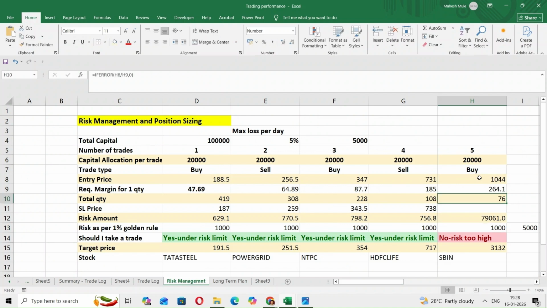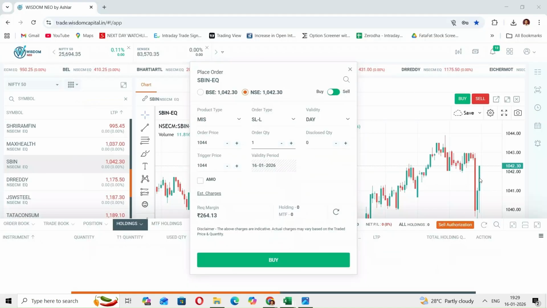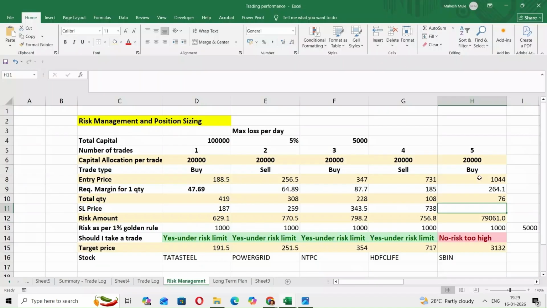Now, what should be my SL? Here, suppose I have to trade at around 1044 and my SL is coming out to be 1035, for example. So yes, 681. So it is within my limit, so I can take this trade. Suppose this SL was around 1030, then see, the risk is too high, so I won't be able to take this particular trade.